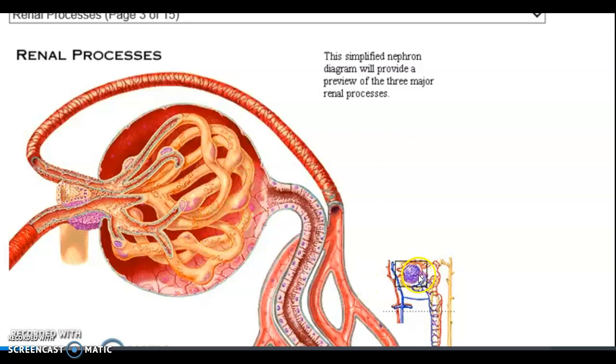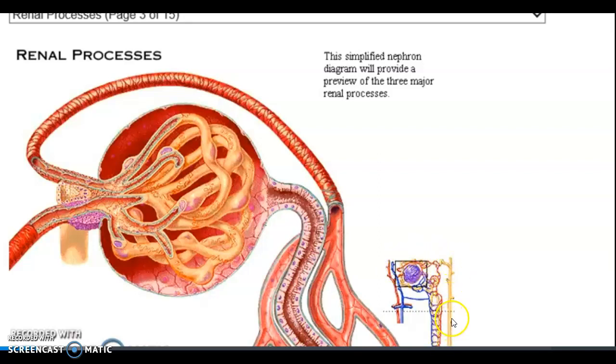And here we see our proximal convoluted tubule, our loop of Henle, our descending loop, our ascending loop. Here we see that the ascending loop then becomes the distal convoluted tubule. So here's the ascending loop at this point here where we're going to form a structure called the juxtaglomerular apparatus.